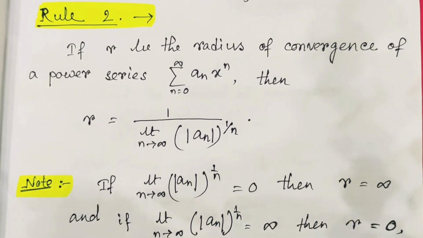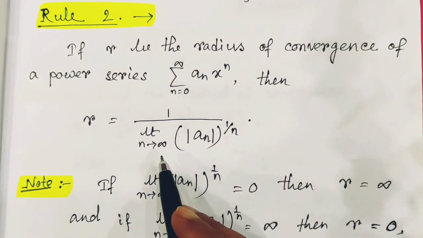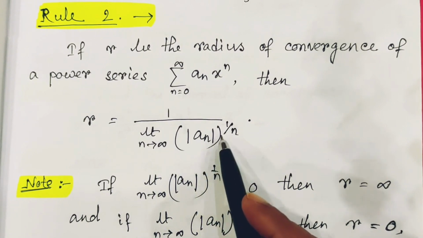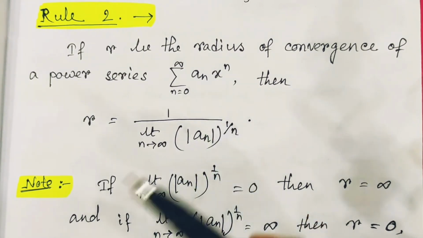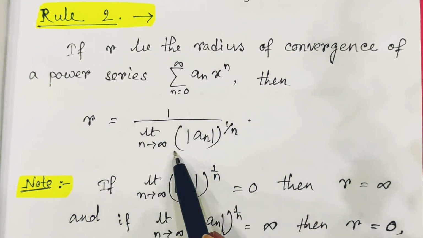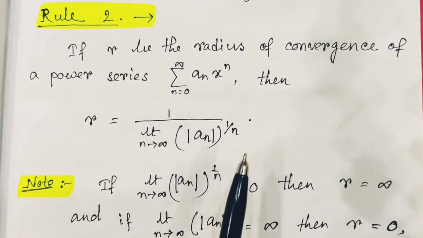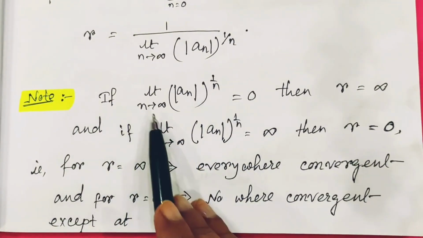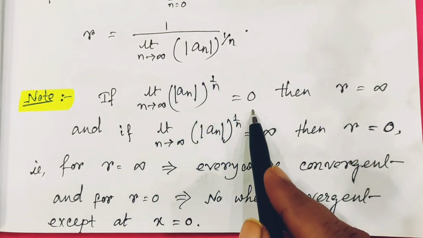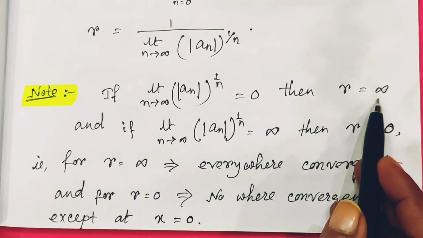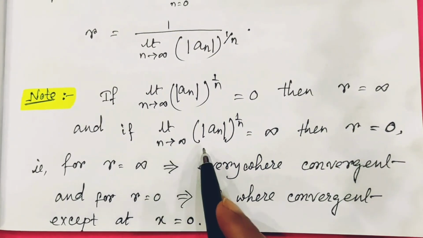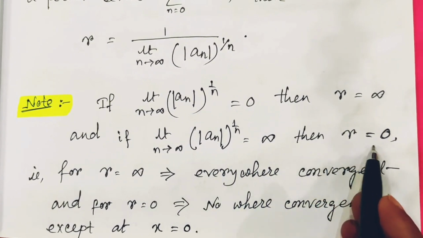Now by using this second rule, we know the root test formula is the limit as n tends to infinity of mod of un to the power 1 upon n. Here we take the reverse of this. That means whenever you are finding the radius of convergence, it is 1 upon this, which is the radius r. One thing to note: if this limiting value is 0, then the radius of convergence is infinity, because it is the reverse, 1 by 0, which is infinity. And when this limiting value is infinity, then the radius of convergence is 0.